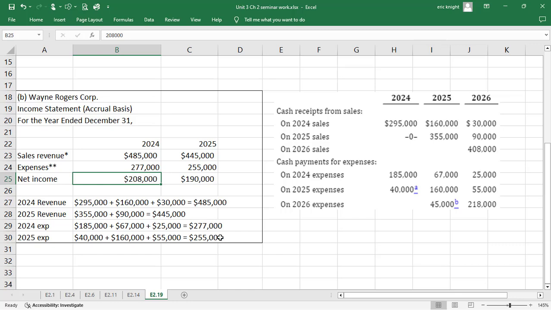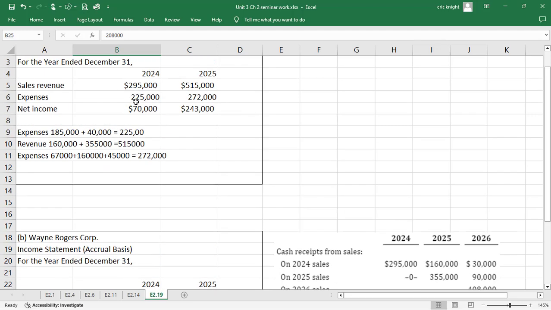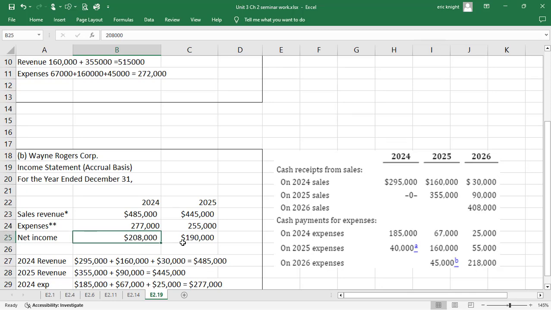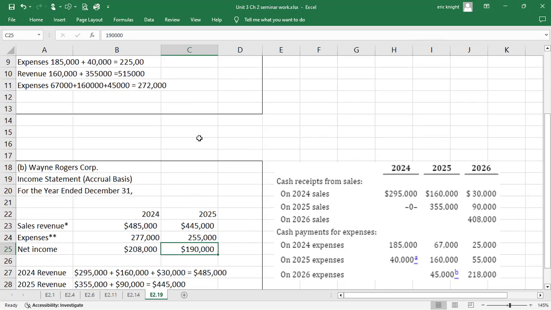The difference between the cash basis and the accrual basis is timing, when you acknowledge the revenue and when you acknowledge the expenses. But timing is very important. As you can see, 2024 under the cash basis, your profit is 70,000, but under the accrual basis is 208. It's 243,000 versus 190. So the profitability is much different. Ultimately, it will be the same. It's just a timing situation. But if you look at year to year, you're not getting the same profitability year to year because of the timing of when you recognize the revenue and expenses.